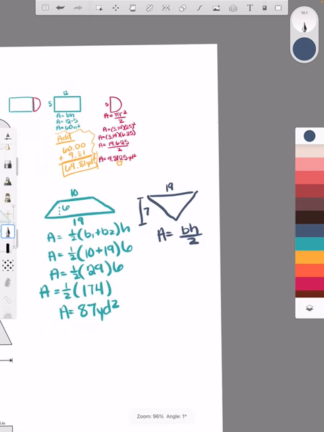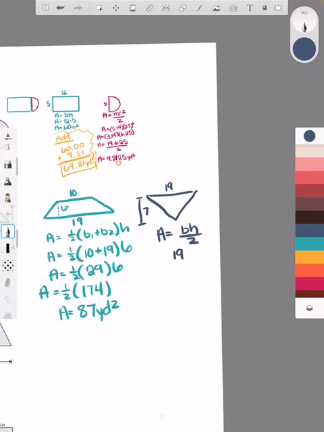All right, so I'm going to multiply 19 times 7 and then divide by 2. 19 times 7 is going to get me 133. Then I'm going to divide 133 by 2, and that's going to get me 66.5.